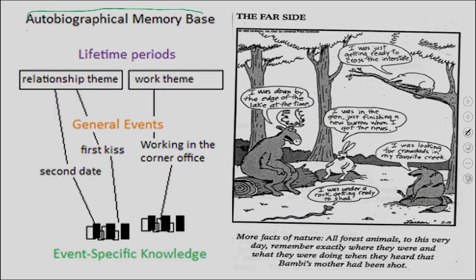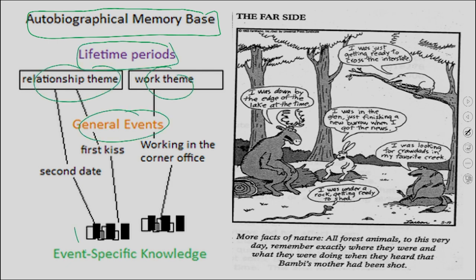So, this is what my autobiographical memory base looks like: life time periods, event, relationship theme, work theme, general events, and event-specific knowledge. I'll leave you with this particular graph or picture, which tries to detail the kinds of memories that we have and how they interact with each other.